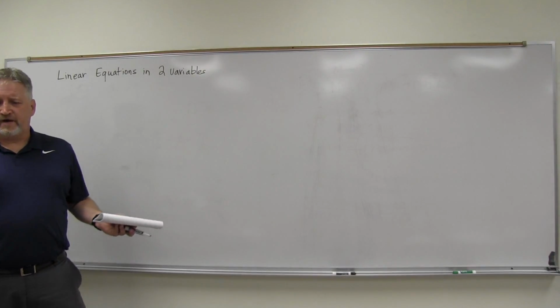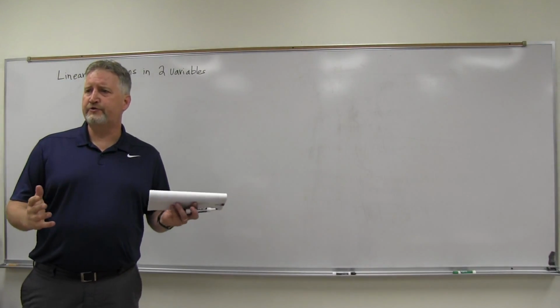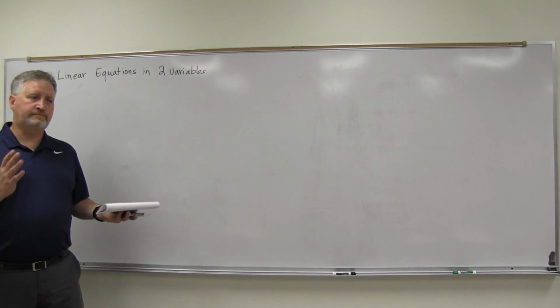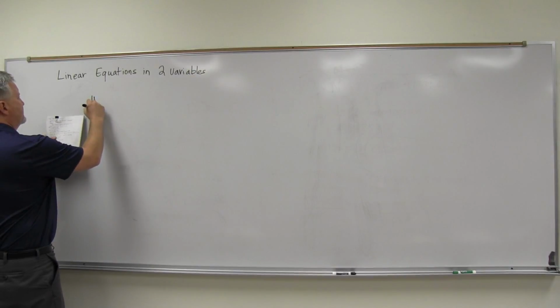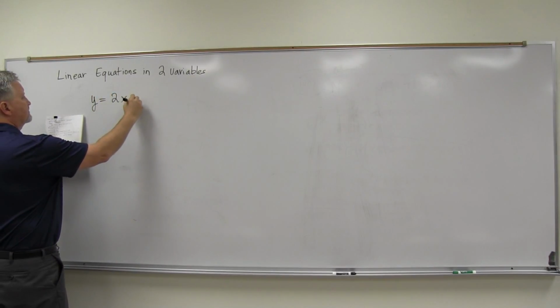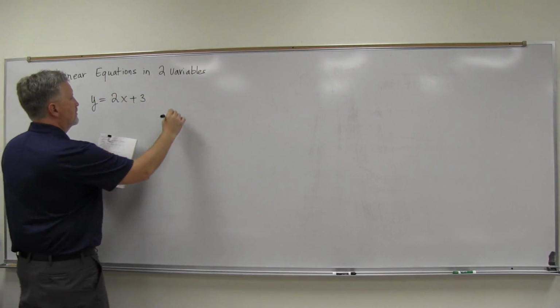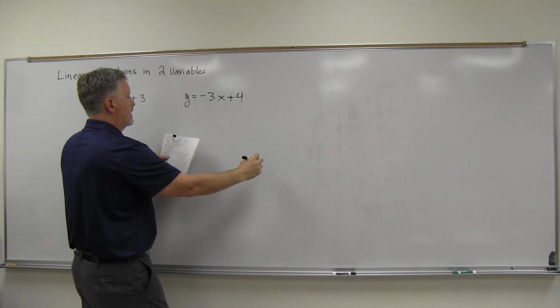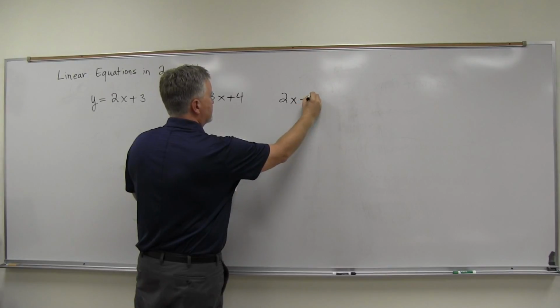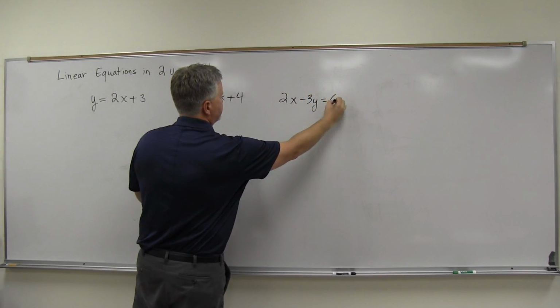All right, so let's talk about linear equations in two variables. Let me just write up here a couple of examples. y equals 2x plus 3. y equals minus 3x plus 4. And then 2x minus 3y equals 6.